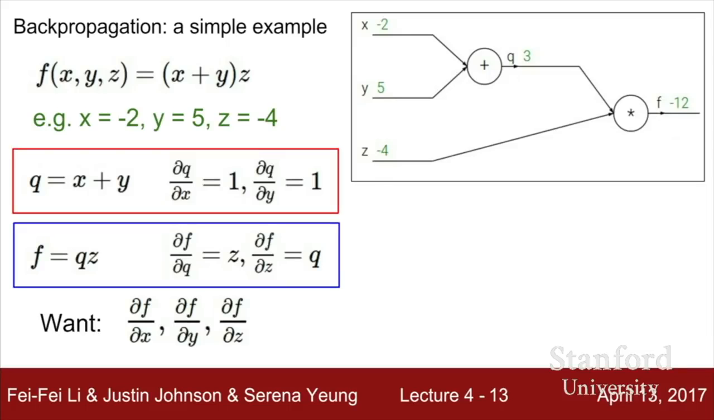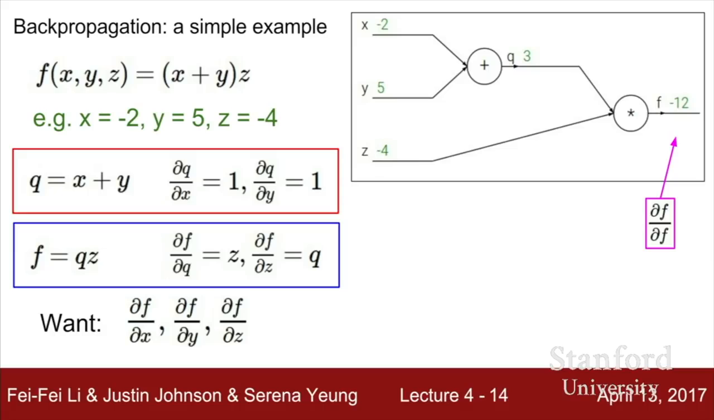So here, we want to give every intermediate variable a name. I've called this intermediate variable after the plus node q. And we have q equals x plus y. And then f equals q times z using this intermediate node. I've also written out here the gradients of q with respect to x and y, which are just 1 because of the addition. And then the gradients of f with respect to q and z, which are z and q respectively because of the multiplication rule. And so what we want to find is the gradients of f with respect to x, y, and z.